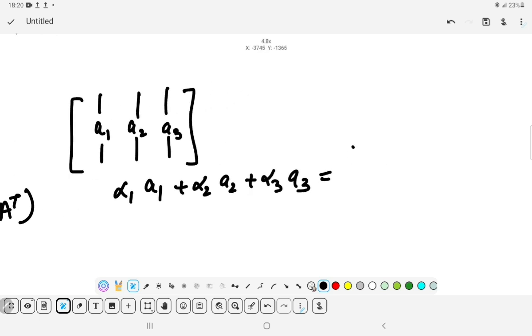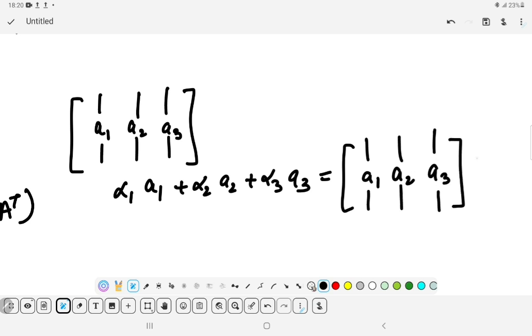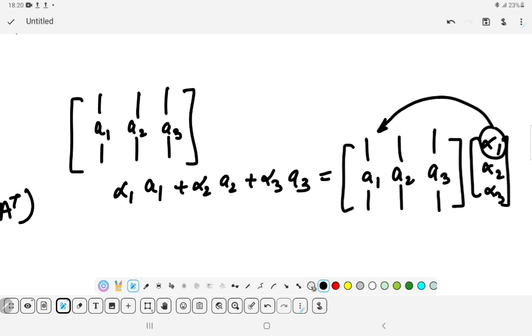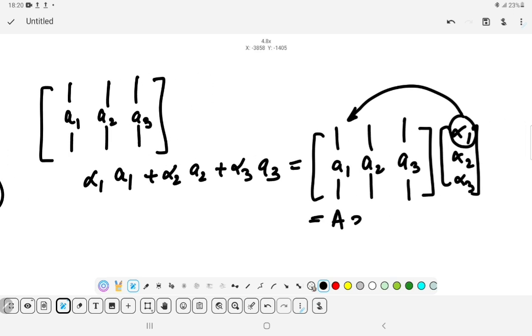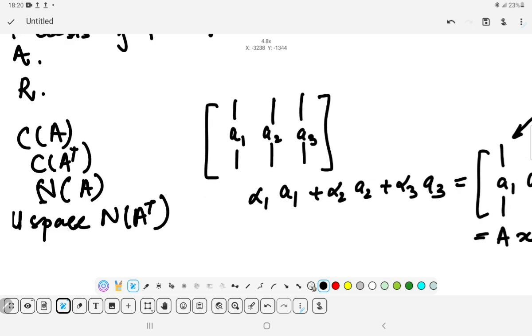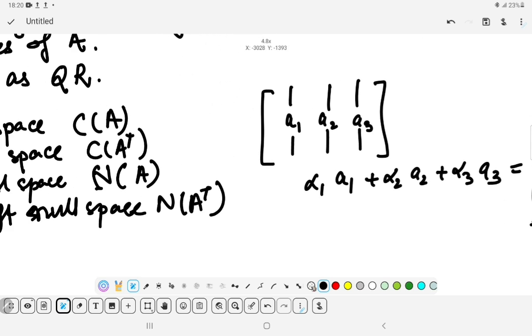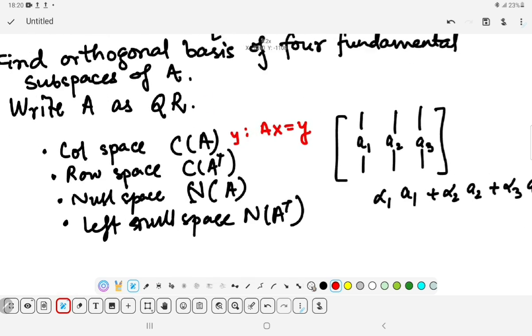So if we want to find the basis of this column space, before that I can write this summation like this: A1, A2, A3 times alpha 1, alpha 2, alpha 3. See, we can take this number and multiply with this column. So like that we have written this linear combination in matrix form. So if this matrix is A and I am calling this X, I can write the column space as Y such that AX equals Y. So this is the column space of A.